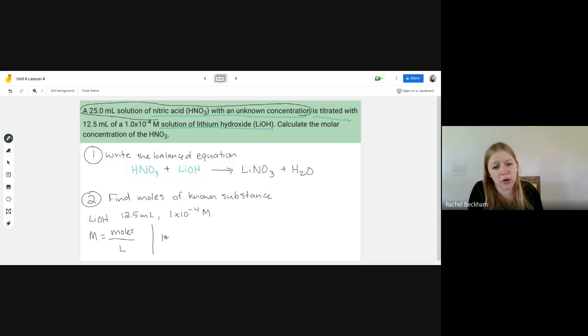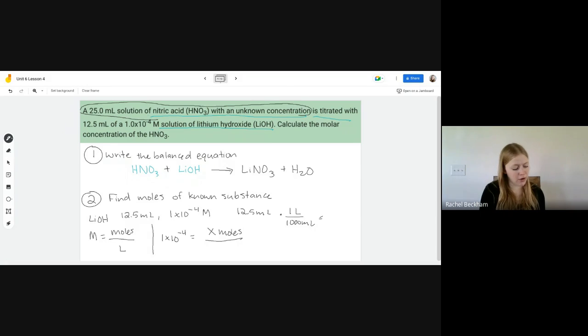So I'm going to plug that in for our M right here. Our moles, we don't know. It's like X, right? And our liters, we do know because we have 12.5 milliliters. You can divide that by 1,000 to get to liters. Milli means 1,000th. So we can do 12.5 divided by 1,000 and convert that over to liters, right? So you just divide by 1,000 to get it into units of liters. And that's what goes here.